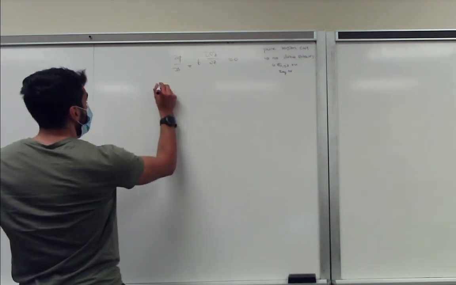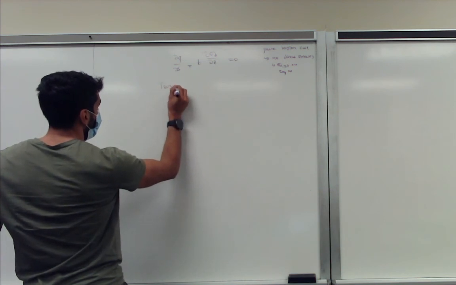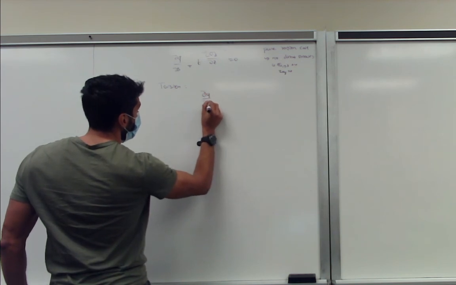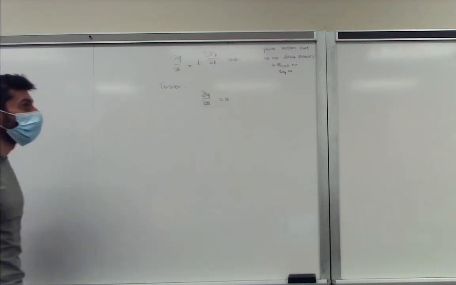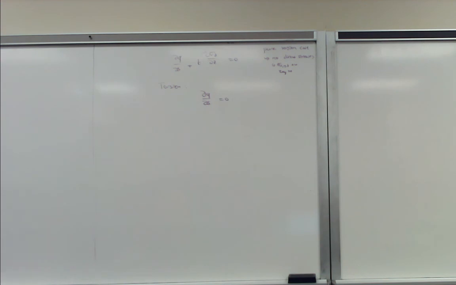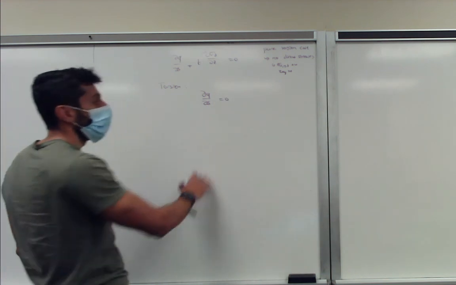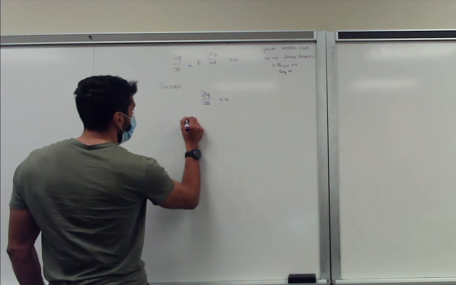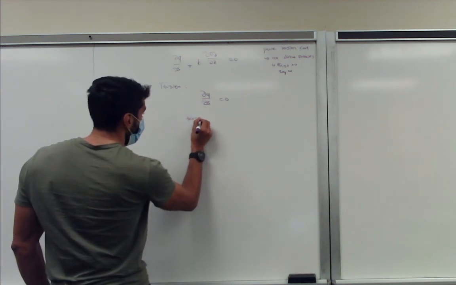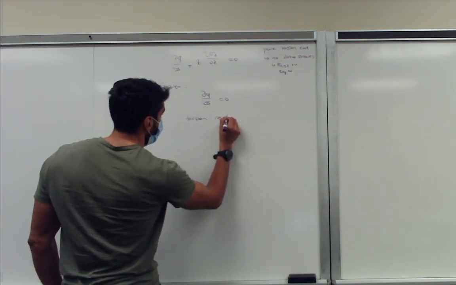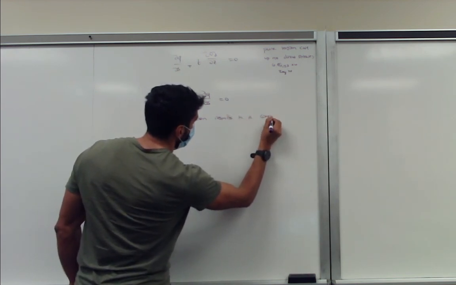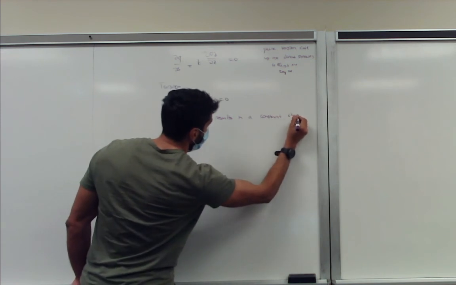So for torsion, our shear flow equation becomes dq/ds is equal to 0. What does this mean? Well, this means that our shear flow, as a variation of s, is a constant, else we cannot get it to 0. So this means that torsion results in a constant shear flow.